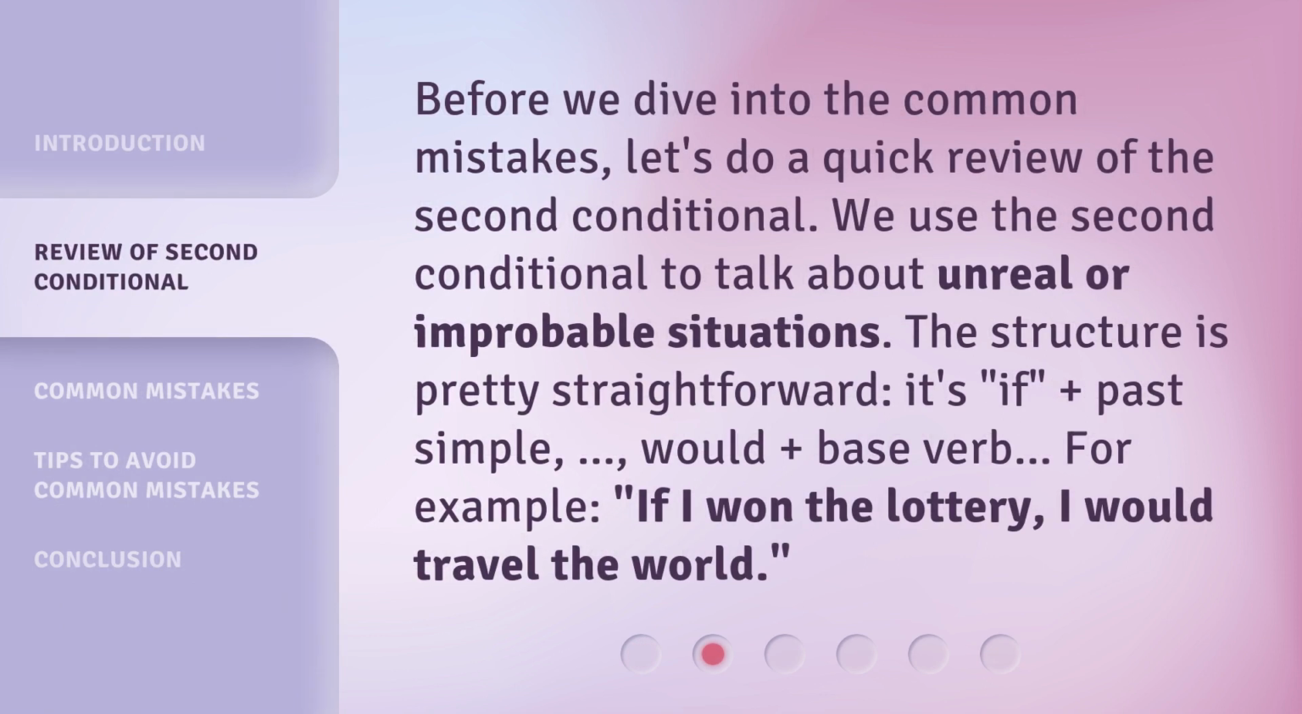Before we dive into the common mistakes, let's do a quick review of the second conditional. We use the second conditional to talk about unreal or improbable situations. The structure is pretty straightforward. It's if plus past simple, would plus base verb. For example, if I won the lottery, I would travel the world.